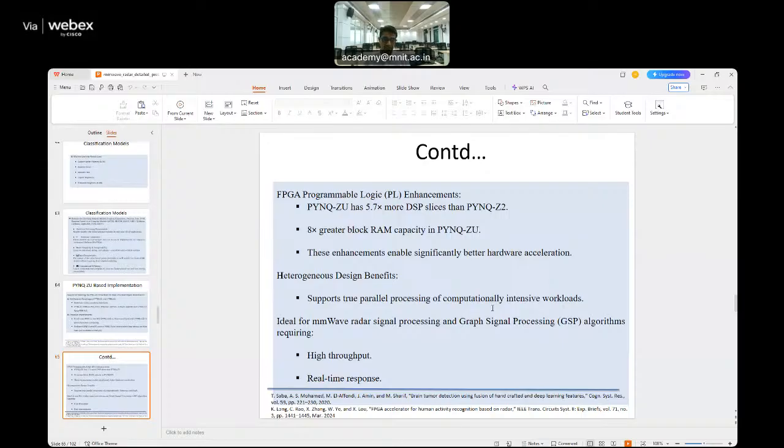Heterogeneous design benefits: it supports true parallel processing of computationally intensive workloads. Ideal for mmWave radar signal processing algorithms requiring high throughput and real-time response. So, any question if you have?